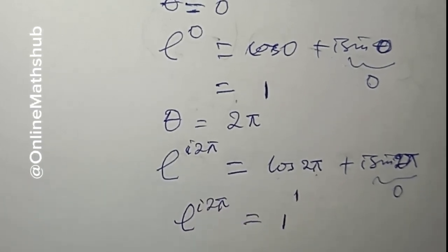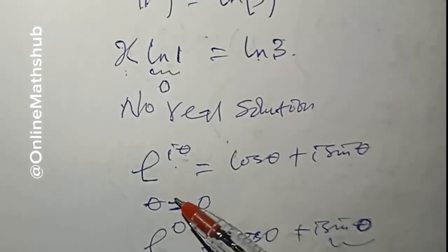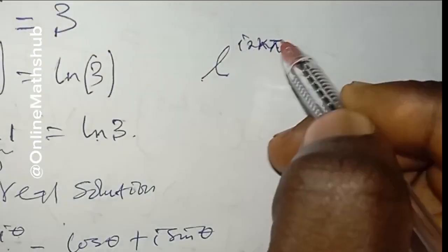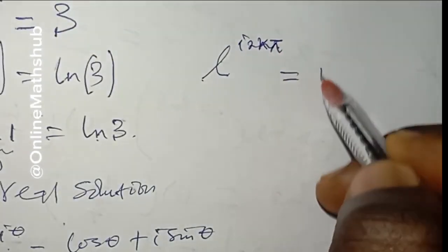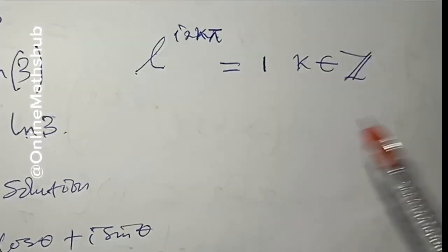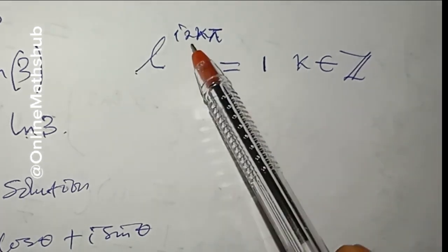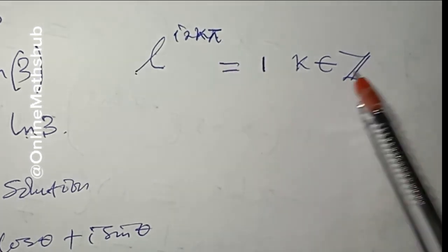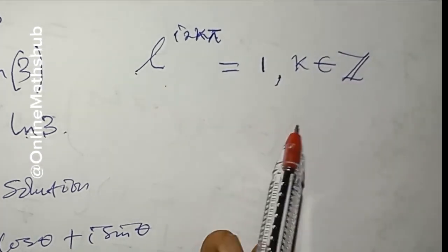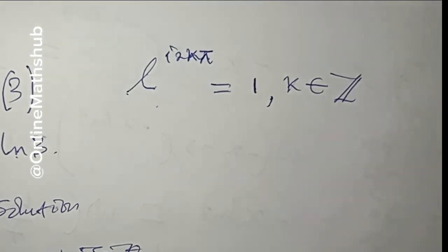Of course you can continue to pick all of these values, but you will notice that whenever you have this exponential equation, exponential i 2k pi is going to give you 1, for all integer values of k. So this is pretty cool. If our theta changes to 2k pi, where k is an element of the integers, this polar exponential equation will always give you 1.